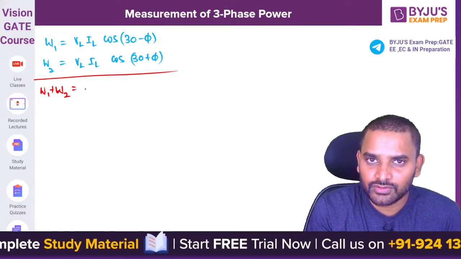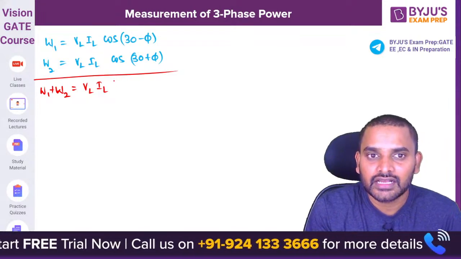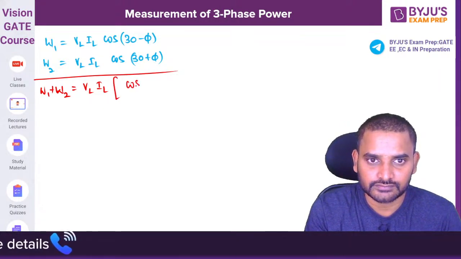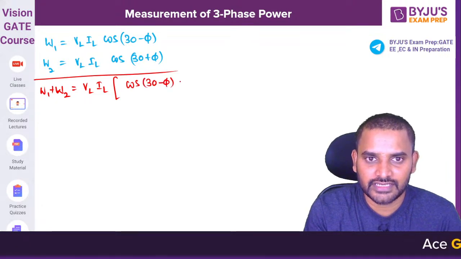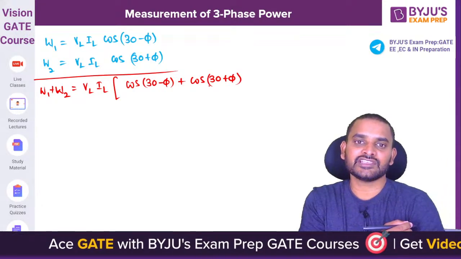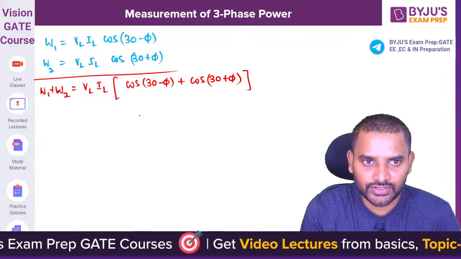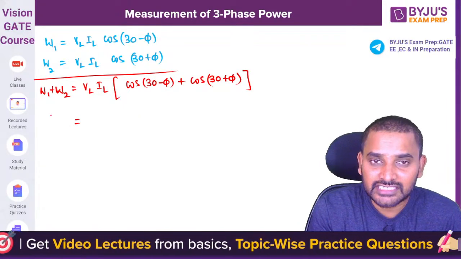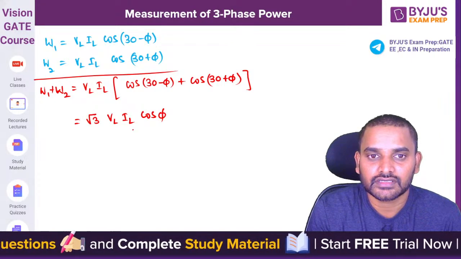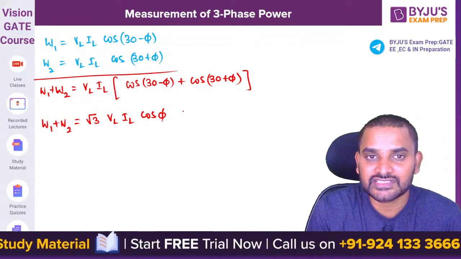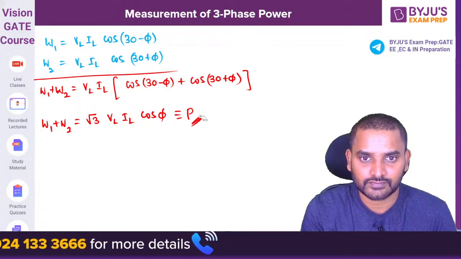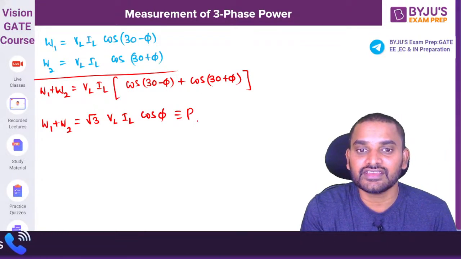If you add VL IL cos of 30 minus 5 plus cos of 30 plus 5, that is cos A minus B plus cos A plus B. In that way, we are going to get W1 plus W2 as root 3 VL IL cos 5. So W1 plus W2 gives you this much. This is equivalent to active power, the 3-phase active power.